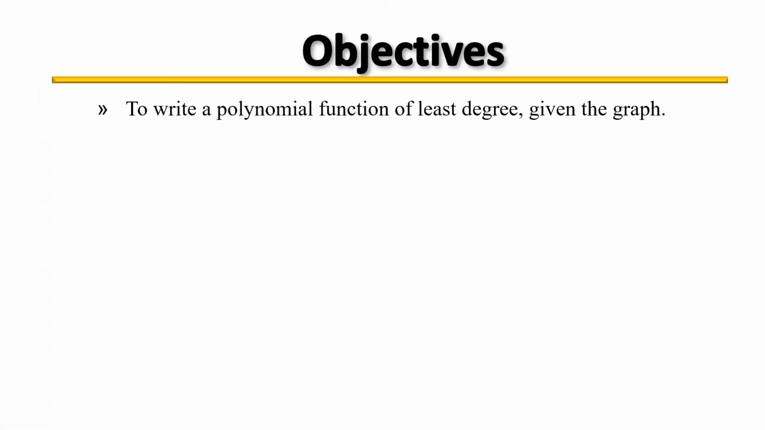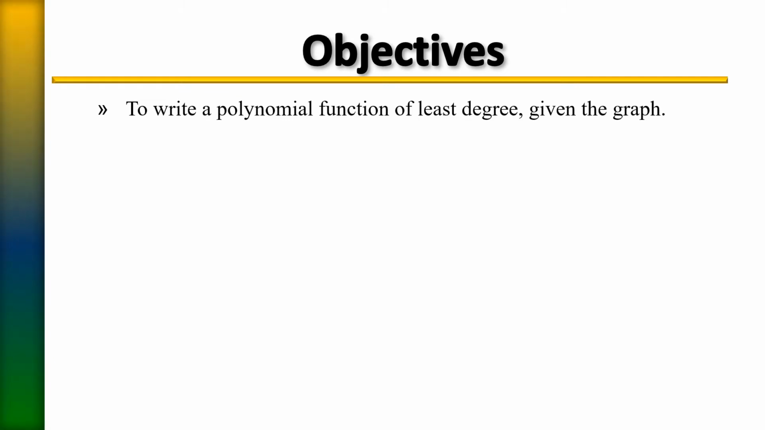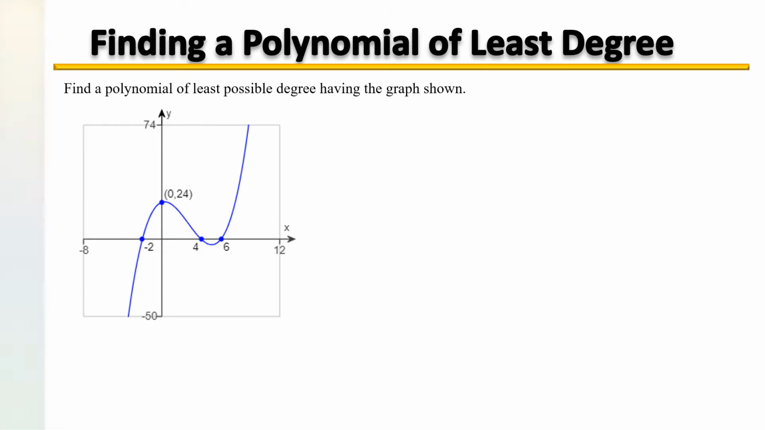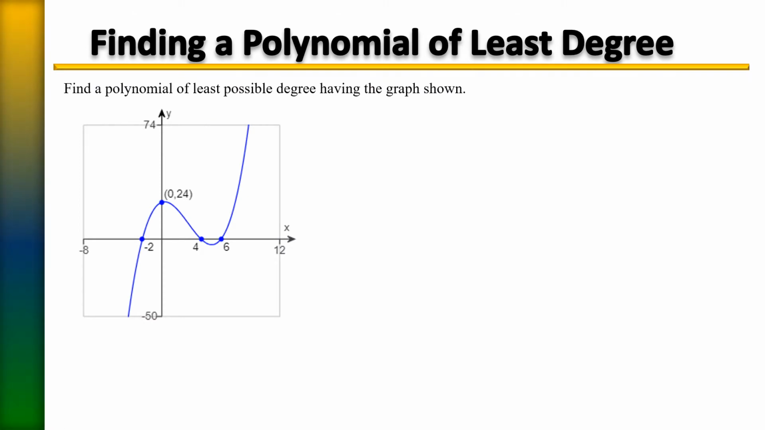In this lesson, we're going to write a polynomial function of least degree given the graph. In this example, we're asked to find a polynomial of least degree having the graph shown below.